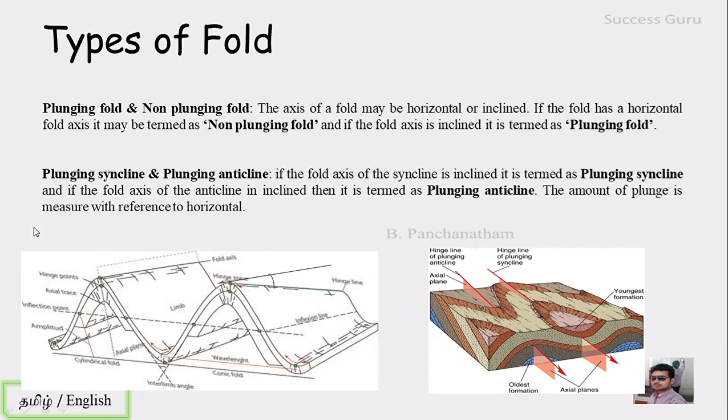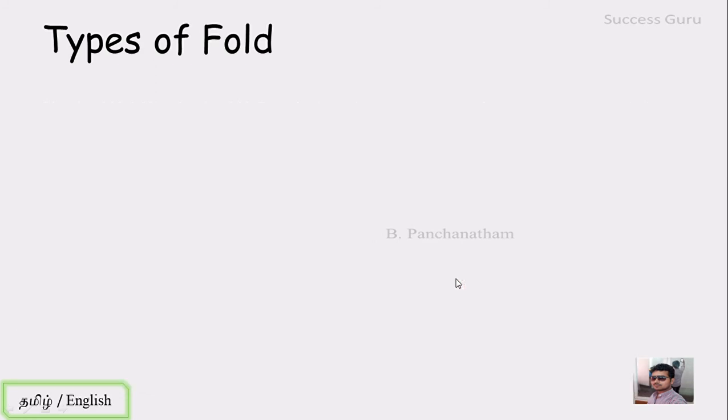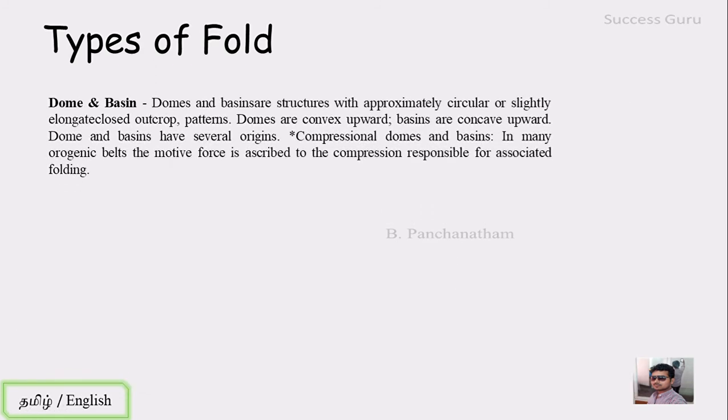Okay, so the plunging fold can be subdivided into two: the plunging syncline and plunging anticline. And the next one is the dome and basin structure, which has an approximately circular or slightly elongated outcrop pattern. Domes are convex upward and basins are concave upward. The dome and basin have several origins.